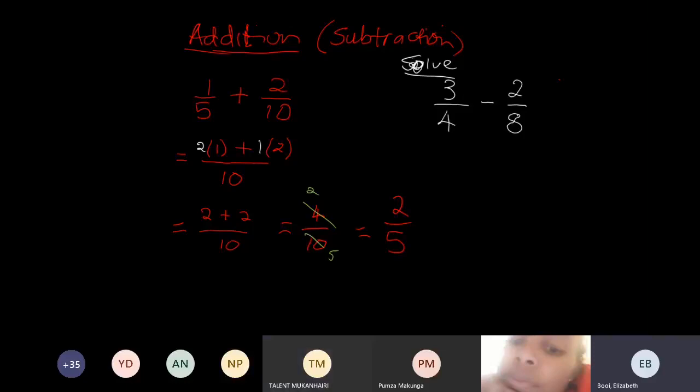Who else got a different answer? Okay, you still have the right answer. The only problem is you didn't simplify it further, because 2 and 4 can divide each other. If you simplify it, you will see you have the same answer as everybody. 2 can go into 2 and it also can go into 4. It goes into 2 one time and into 4 two times, and the answer will be 1 over 2. So I'm assuming you as well have the answer correct.